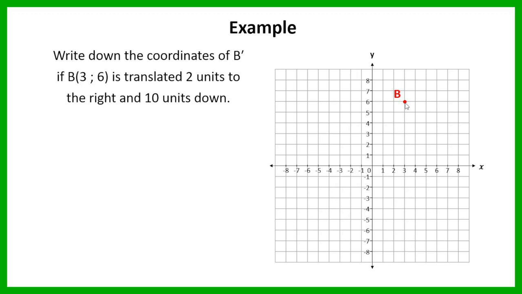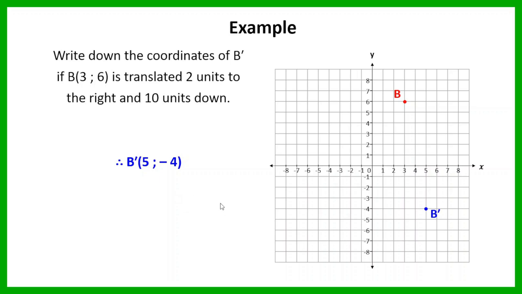Now, we need to translate that 2 units to the right and 10 units down. So if I take this point and I go 1, 2 to the right and then 1, 2, 3, 4, 5, 6, 7, 8, 9, 10, I'm going to end up with a point down there. That is the point B prime. So this is what it started off as, the point B. After the translation, it becomes B prime. If you look over here, the x value is 5 and the y value is minus 4. So that's going to be the point 5, minus 4. Okay, so that's how you translate a point.